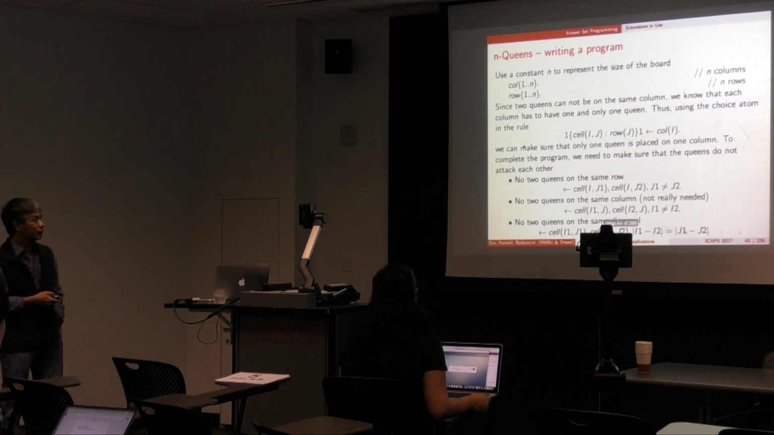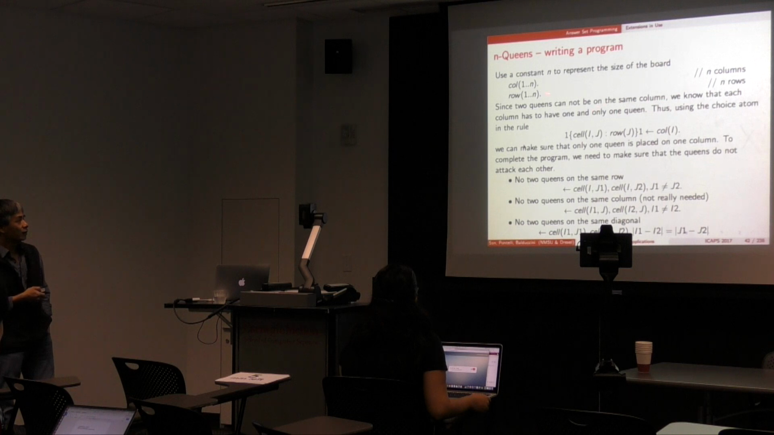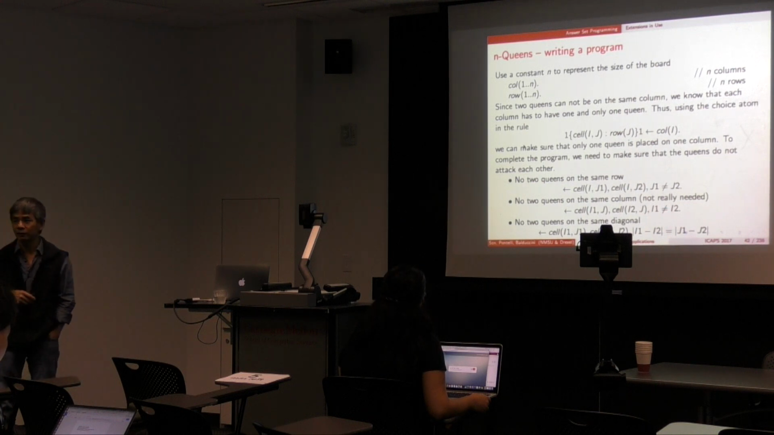And how do we do this? It is very simple. We have the column, we have the row, and here we generate a possible solution. We can say that no two queens on the same row is like this, no two queens on the same column is like this, and then no two queens on the same diagonal. That's how we solve the problem.